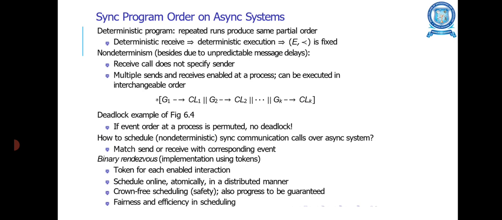Then the next one is that a receive call does not specify the sender. Then multiple sends and receives enabled at a process can be executed in an interchangeable order. A deadlock example is described in the following figure. If an event order at a process is permitted, there is no deadlock.